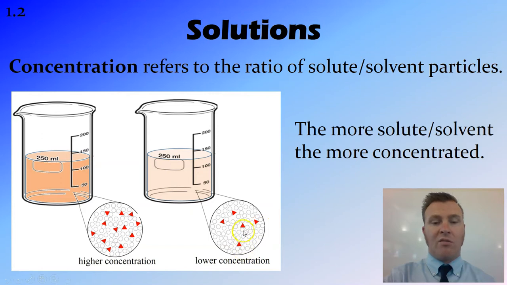So you can see we've only got 5 particles of solute here, the red triangles, compared to all of these white circles. So there's a fairly low, compared to this one, which we'll get to in a second, a low concentration of solute particles to solvent particles. As we move over to the higher concentration, there is more of these red particles, about the same number of the white particles, but because there's more of the red, the solute, we now have a higher solute to solvent ratio. So we say that this solution has a higher concentration or is more concentrated.